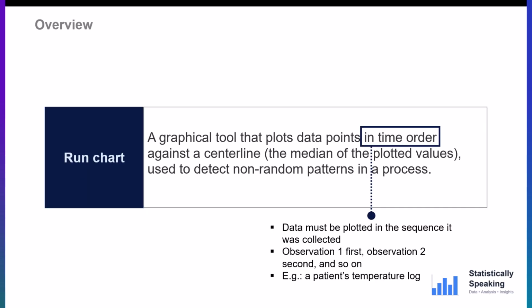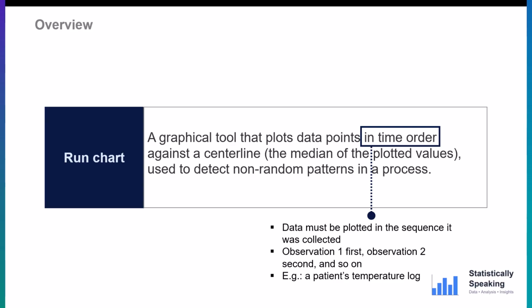Now going back to the definition, let's understand some of the key terms here. Let's start with time ordering. What time ordering means is that the data for the run chart must be plotted in the sequence in which it was collected. So observation 1 first, observation 2 second, observation 3 third, and so on. Run charts are fundamentally about sequence.